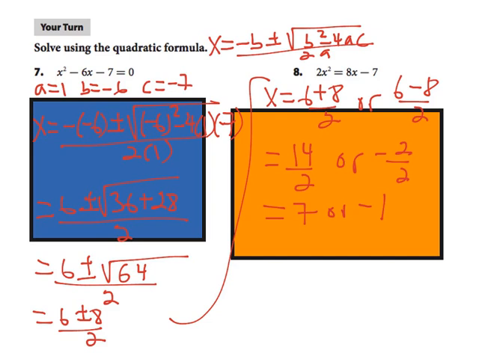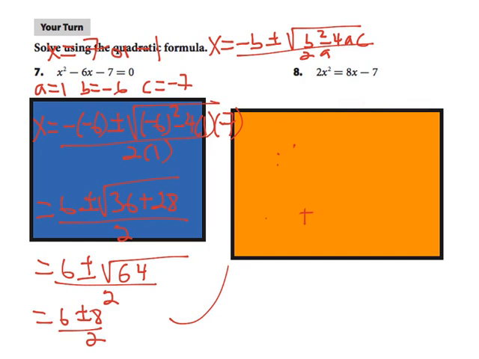Right, so for number 7, the answer is x equal to 7 or negative 1. Right, so I need more room to work out number 8, so I'm going to clean out this part. Okay. So for number 8, the a value is 2.